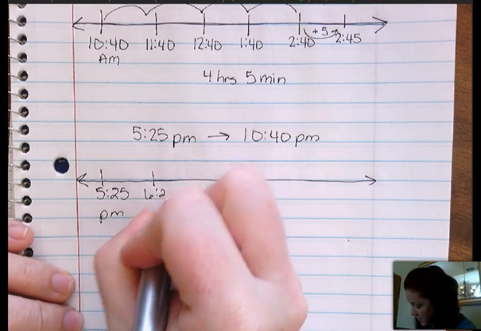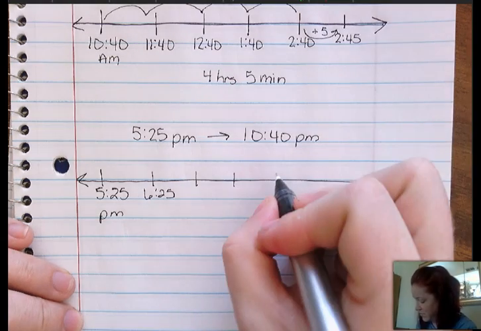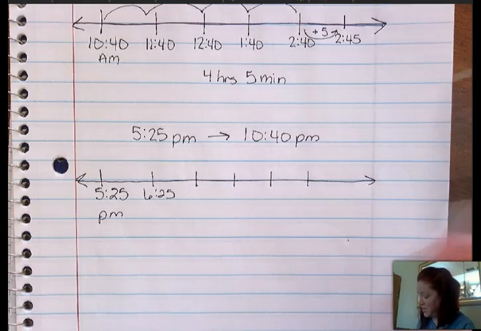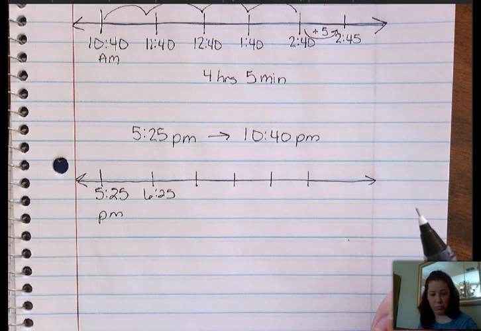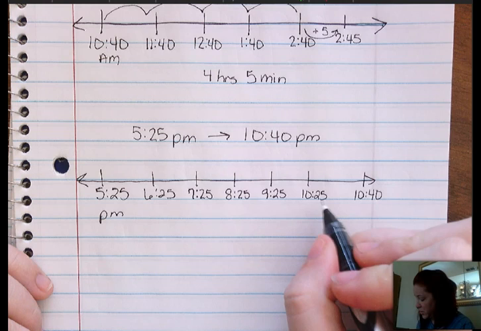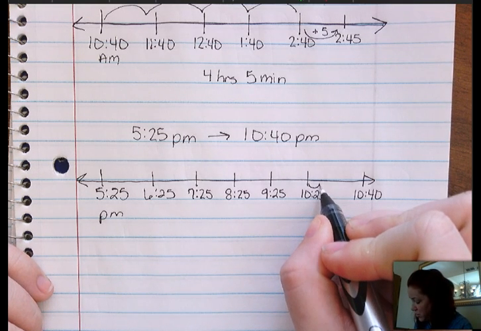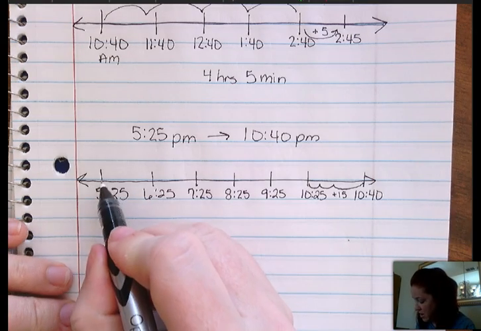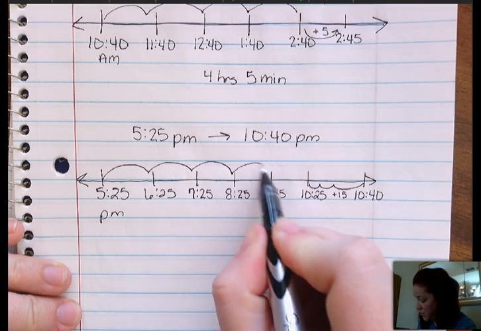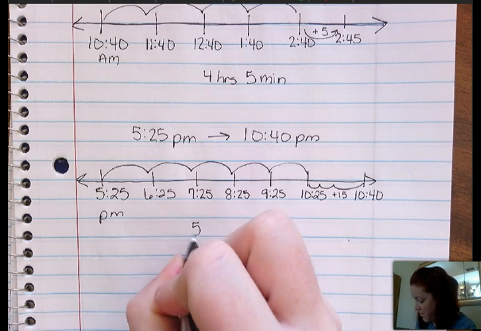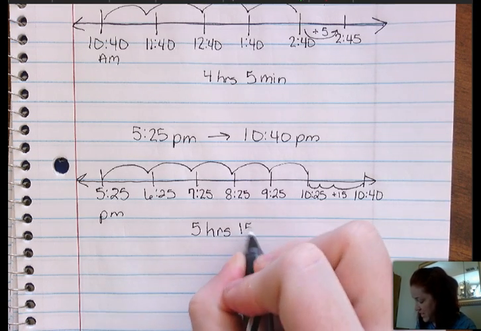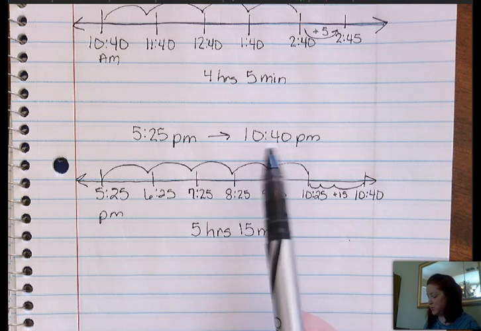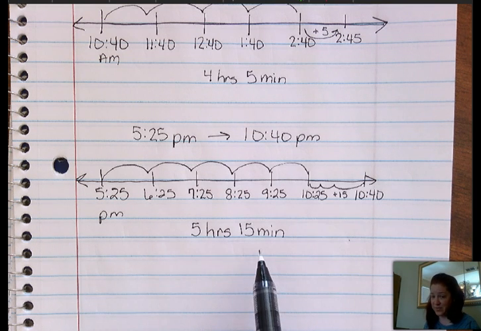So we're going to do 6:25, 7:25, 8:25, 9:25, 10, oh wait, we can do 10:25 because that is not going over. Now we're going to count by fives to get to 40. We're going to do our minutes. So we have 25, we do 30, 35, 40. So we have 5, 10, 15 minutes here. And then we have 1, 2, 3, 4, 5 hours here. So we have 5 hours and 15 minutes. So the elapsed time from 5:25 p.m. to 10:40 p.m. is 5 hours, 15 minutes.